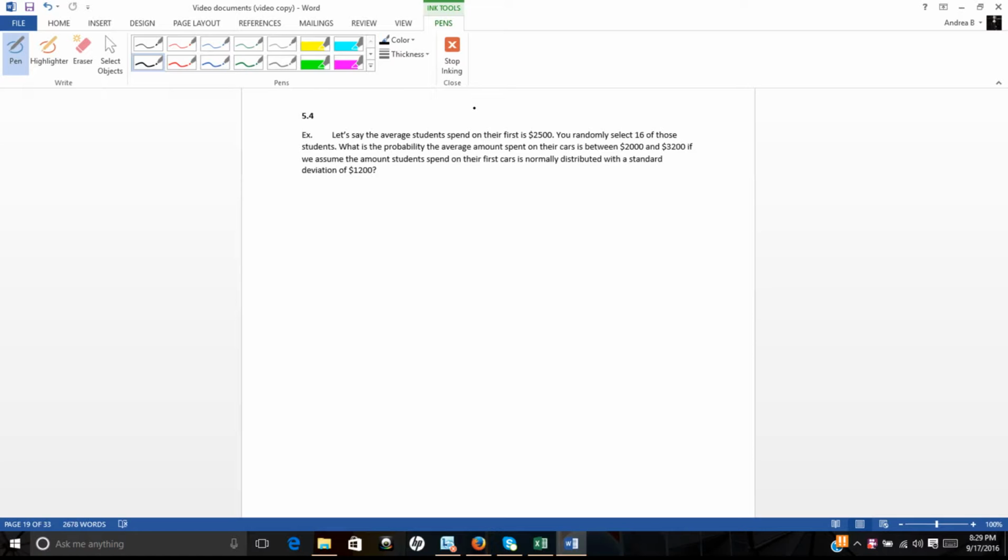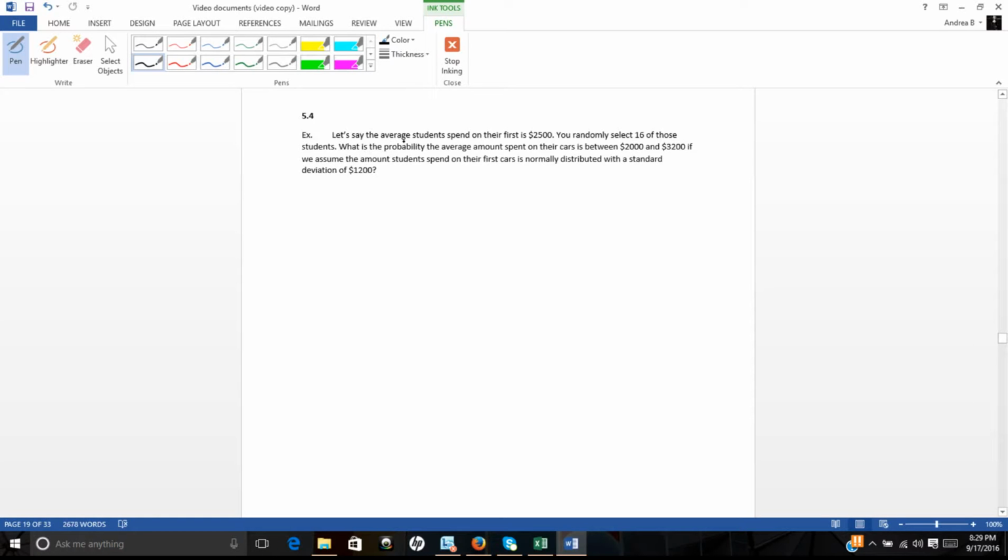So here in this example, let us say that the average students spend on their first, I forgot to put in there, this is talking about cars. The first amount that they spend on a car is $2,500. You randomly select 16 of those students. So that's one of the samples. And then you're collecting the average amongst those and doing that for groups of 16 out of all of these students.